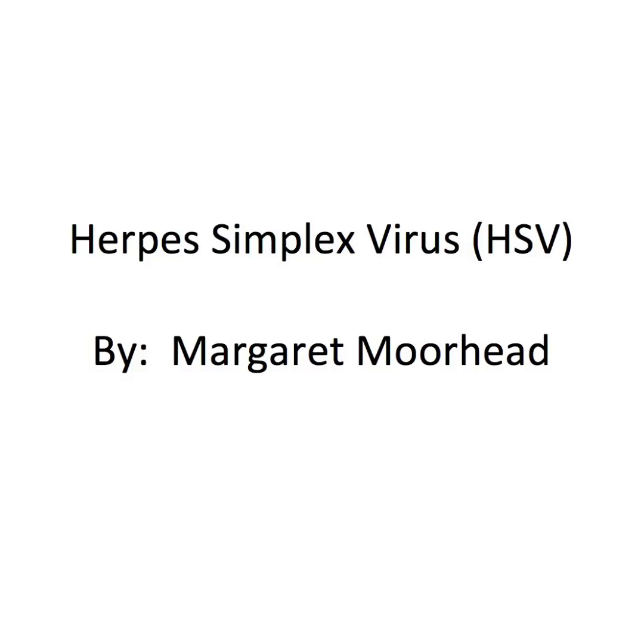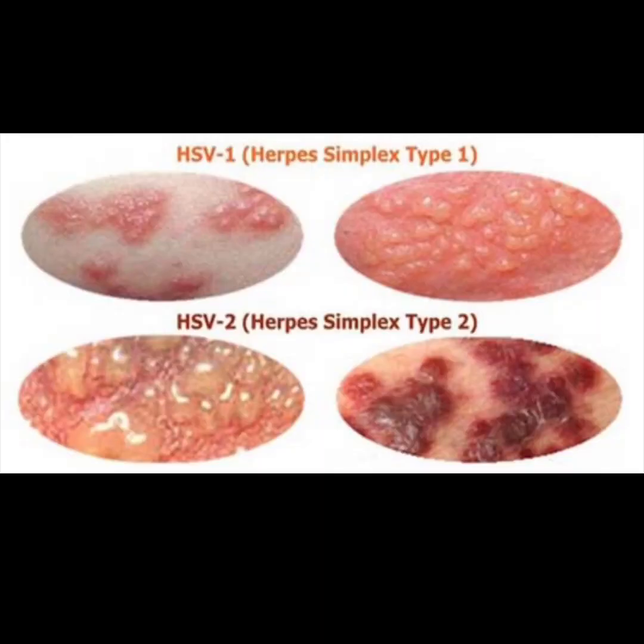Hi everyone! So I created this video to share some information with you about the herpes simplex virus, also known as HSV. There are two subtypes of HSV. The first subtype is herpes simplex virus type 1, also known as HSV1, and the second subtype is herpes simplex virus type 2, also known as HSV2. It is important to know that both HSV1 and HSV2 can manifest in different regions of the body, including the oral region and the genital region.